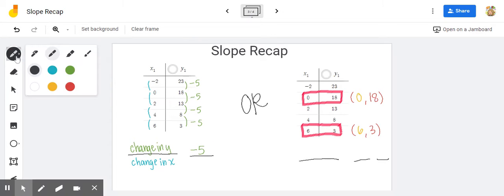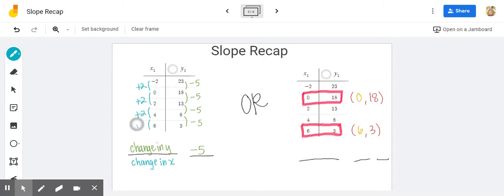And what is our change in the x? Well, to go from -2 to 0, from 0 to 2, from 2 to 4, you're adding 2 each time. So our change in x, or our run, is +2. So that means our slope is -5 divided by 2. Change in y over the change in x.